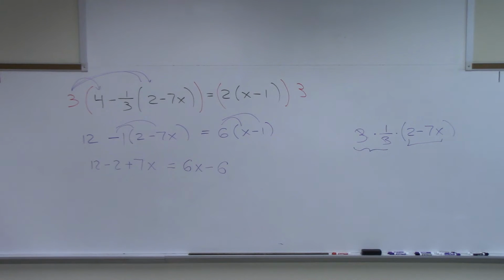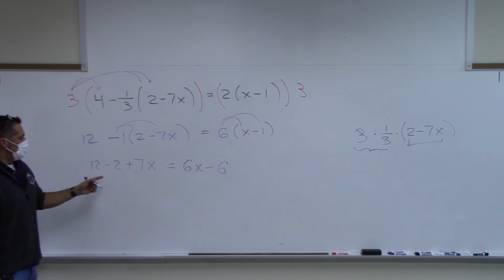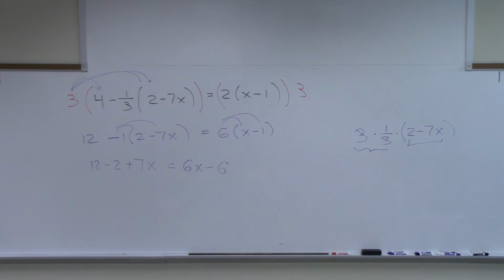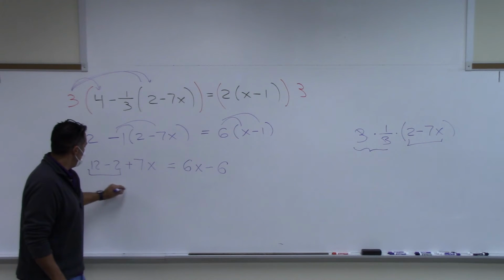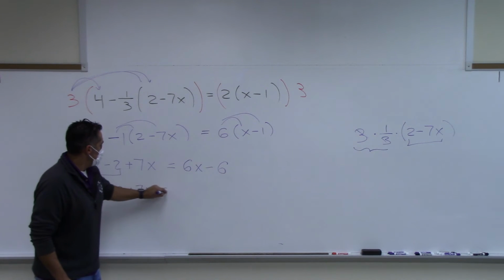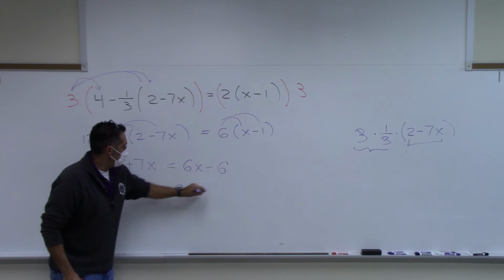Okay. You want to keep going, Corwin? What do we do next? Combine, right? 12 minus 2 would be 10. These two can come together. That's 10 plus 7x equals 6x minus 6.